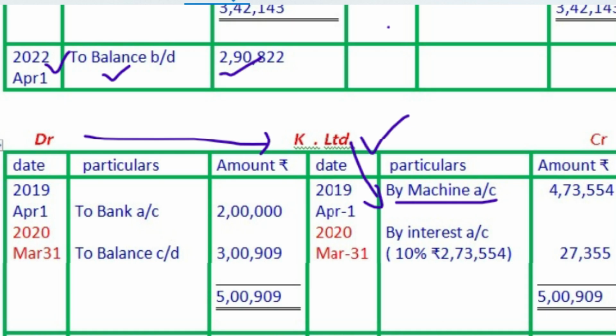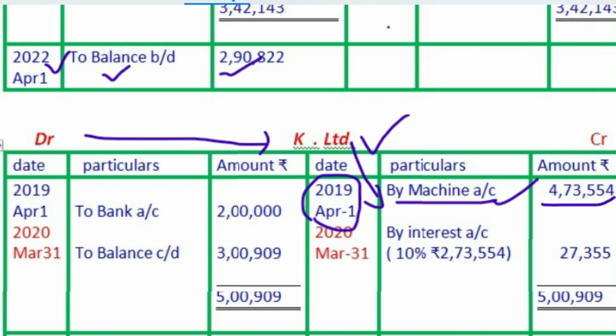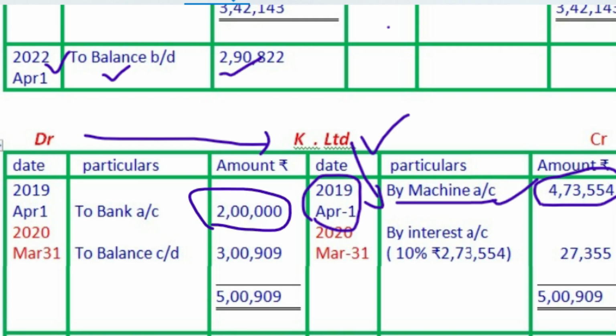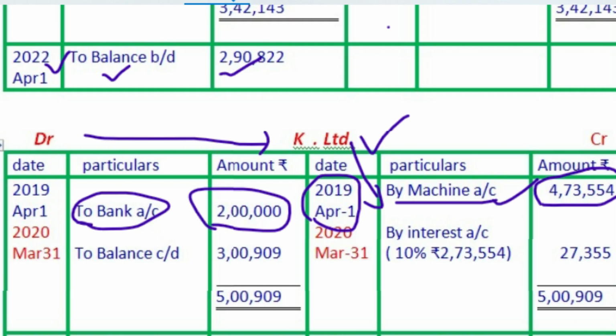So this is the credit side by machine account, and the date is 1st April 2019. The amount, the cash price, is the same: the cash price of the machine is 4,73,554. On the same date, 2 lakh rupees was paid as down payment. On the date of taking delivery of the machine, the hire purchaser had paid 2 lakh rupees as down payment, and the balance amount he will pay in installments.